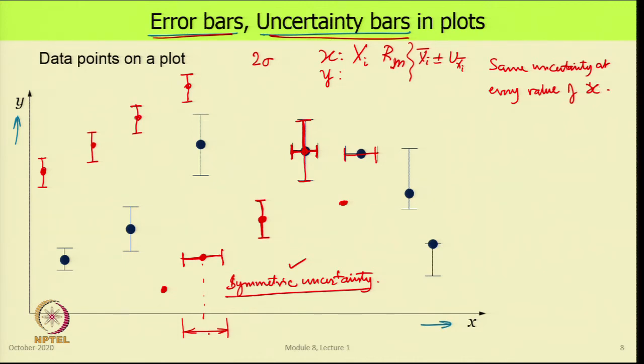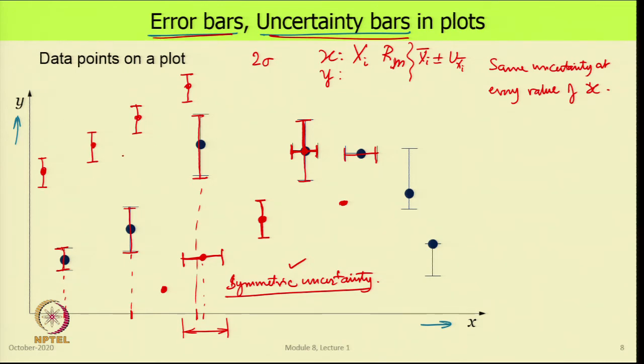This is one scenario, but then there could be other scenarios where that uncertainty band varies with the value of x, and that is what these 3 points are showing here. So, here the uncertainty is small for this value of x. For this value of x, uncertainty is larger. For this value of x, the uncertainty is even bigger. So, then we have to show uncertainty bands for quite a number of points in the plot.